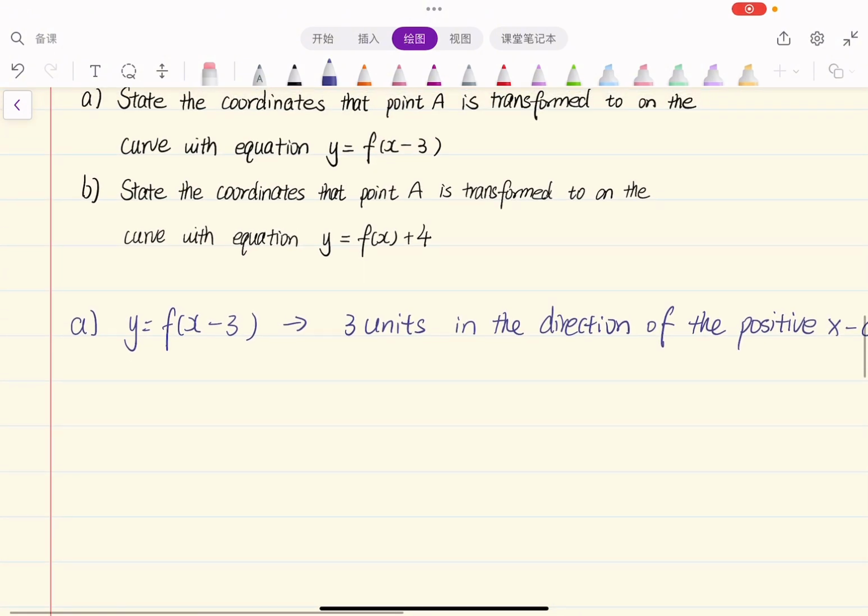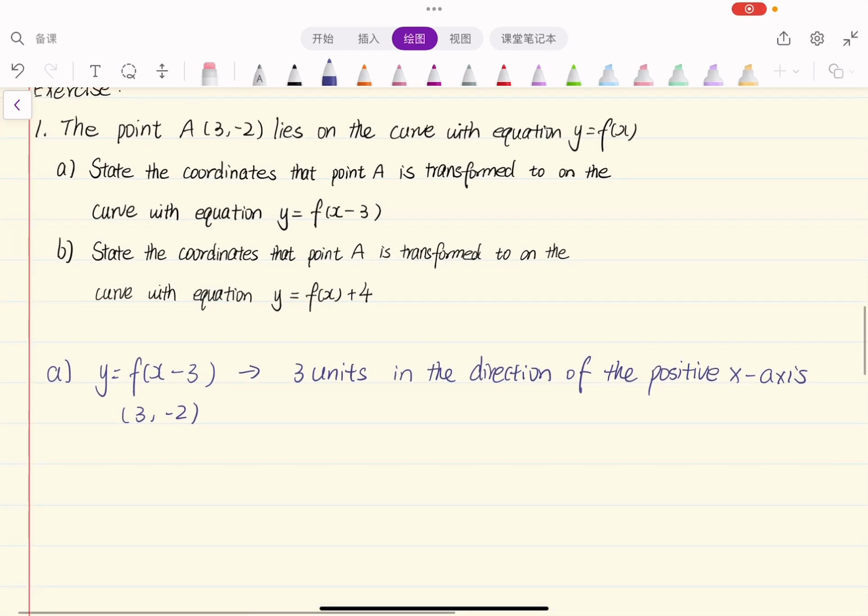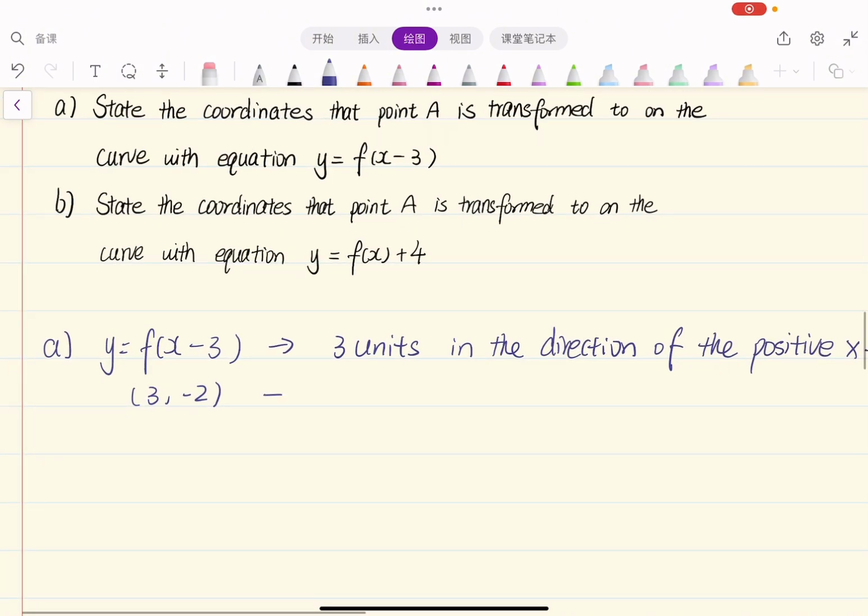Here, the point A (3, minus 2) also needs to move 3 units in the direction of the positive x-axis. That is 3 plus 3, and the y coordinate does not change, so minus 2, we get (6, minus 2). So that is the new point.